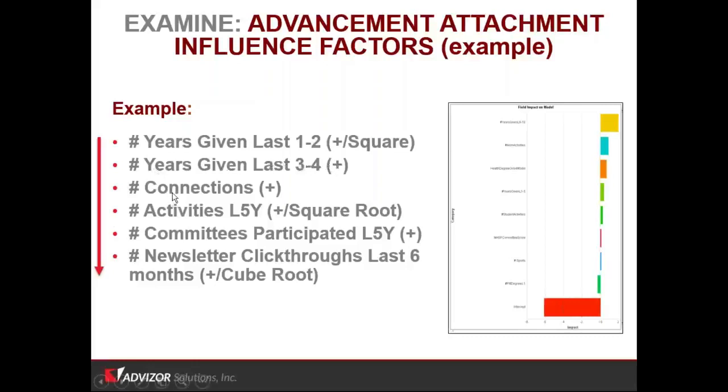The number of connections, which would be relations or other parties affiliated with the provider. Activities in the last 5 years, events, activities. It's plus square root, meaning 1 and 2, you know, 9 is not that much different than 3, for example. It sort of flattens out. So you'll see some people are in 30 activities, but it doesn't mean it's 30 times more influential than somebody in 1 activity. The math figures that out.